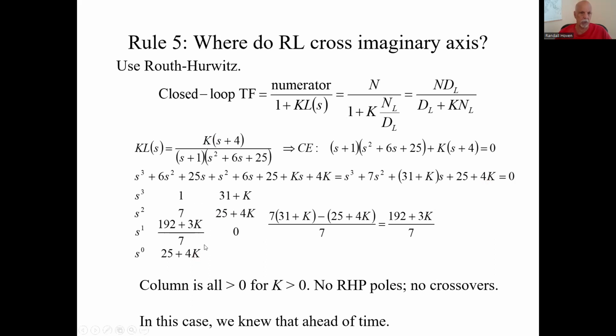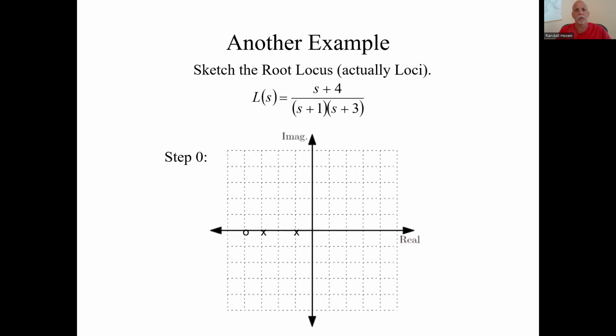I'm not going to go through the arithmetic, but here we see, and we're only interested in k greater than 0, as long as k is greater than 0, you never get a sign change in this column. You don't get any crossings of the imaginary axis. We'll do more examples of this later where you do get crossings. So that's rule 5. To do rule 6, I'll do another example. I'll try to do the early rules quicker.